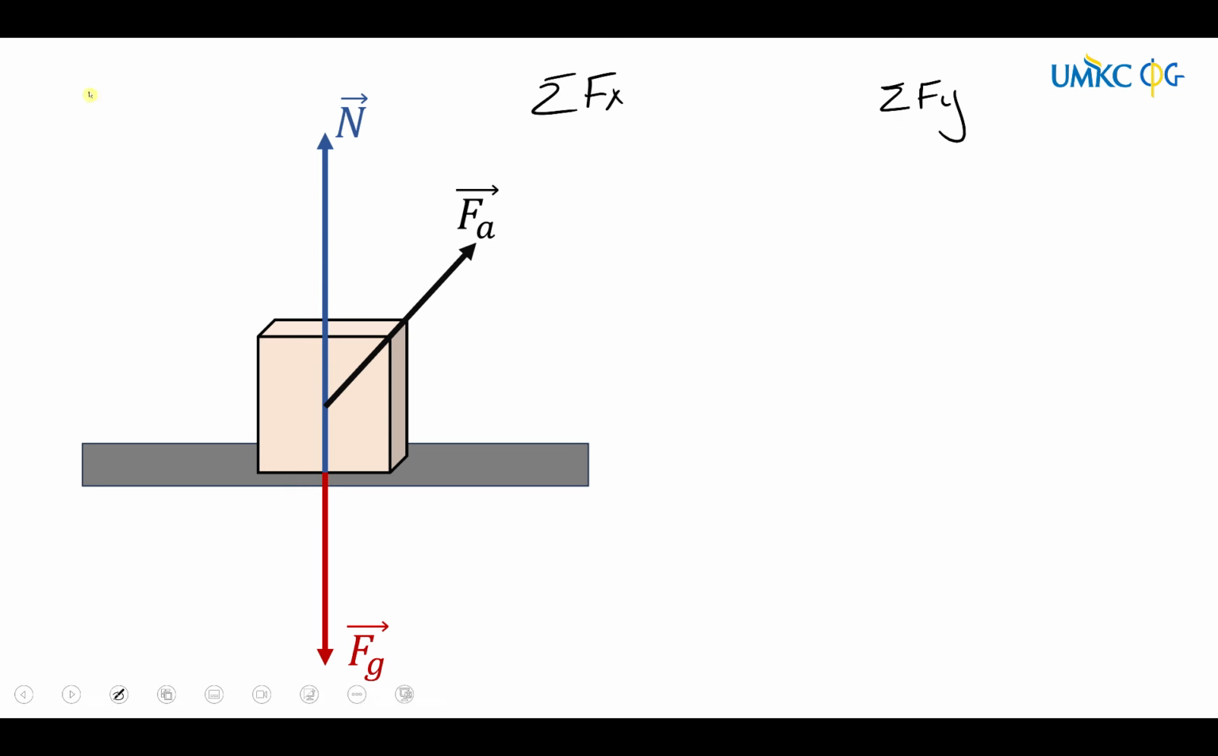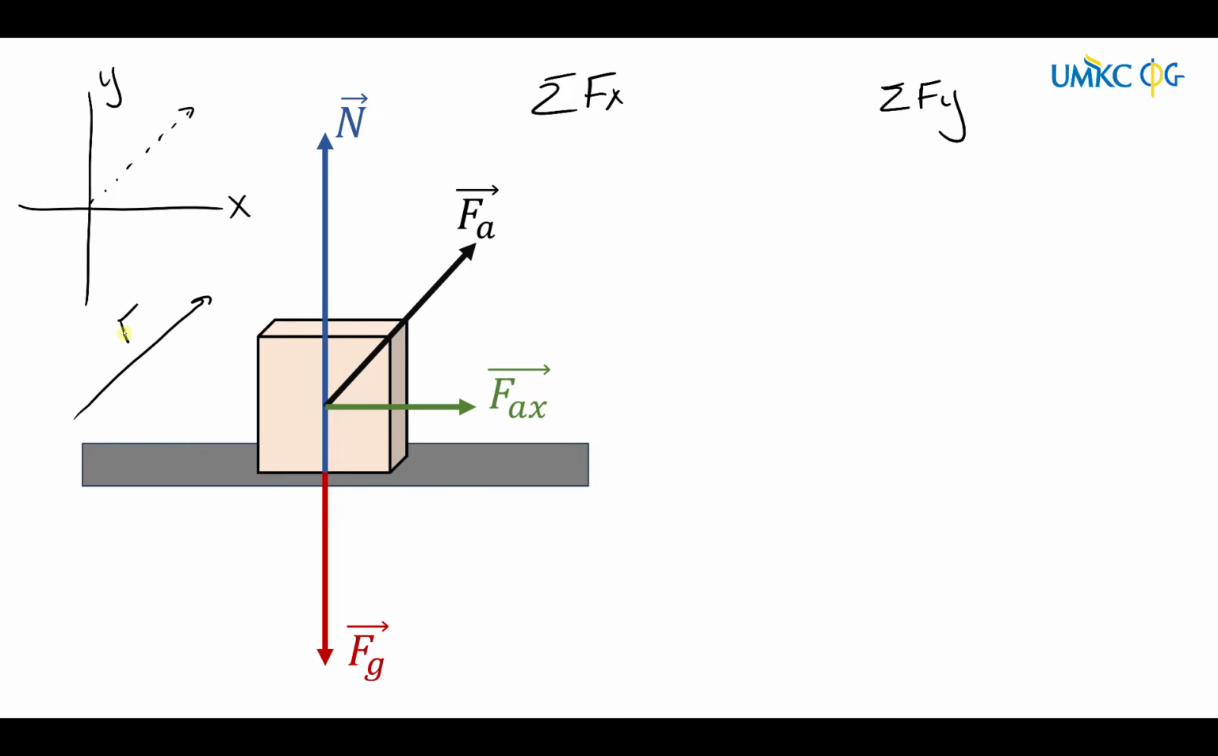Remember that because I have a summation of forces in the x direction and in the y direction, I need to incorporate this applied force into either an x direction or a y direction. So I'm going to draw a coordinate system, x, y, and my applied force is coming off at an angle, meaning that I need to find the x component of this force and the y component of this force, just like we did with kinematics. This is just going to be a right triangle. If I have the force applied, I am going to have the x component and the y component of this force.